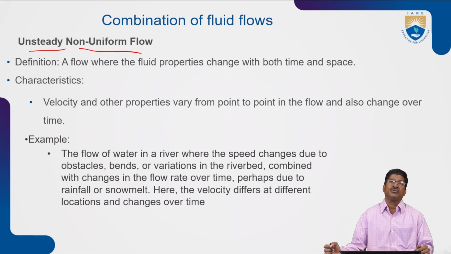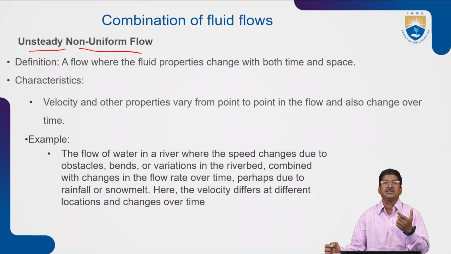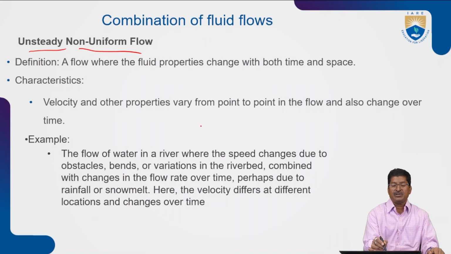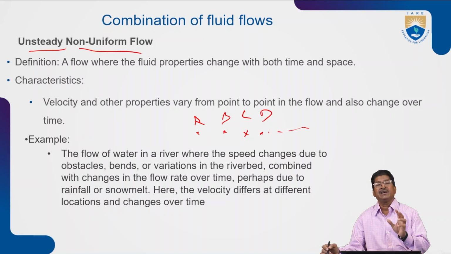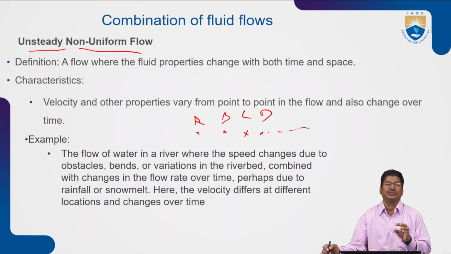And non-uniform. What is non-uniform flow? The velocity at different points in space. That means at point A, point B, point C, point D, at different points of the flow, the velocity is also changing. So velocity is changing with respect to time, and with respect to space also, velocity is changing. Then that is called unsteady non-uniform.